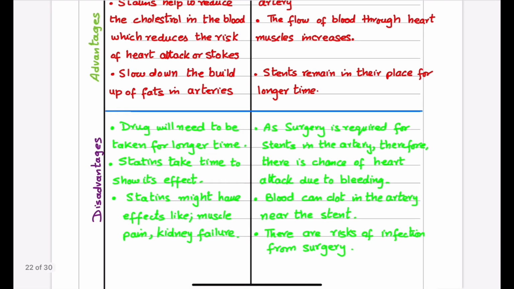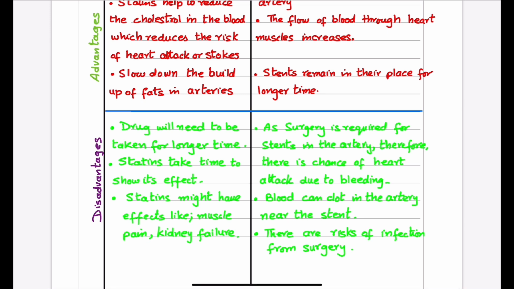Now we are going to compare the disadvantages of both of them. Statins are the drug, and drugs will need to be taken for a longer time on a regular basis. Statins take time to show their effect. Statins might have effects like muscle pain or kidney failure. If people forget to take the statins, the level of cholesterol will start increasing in the body.